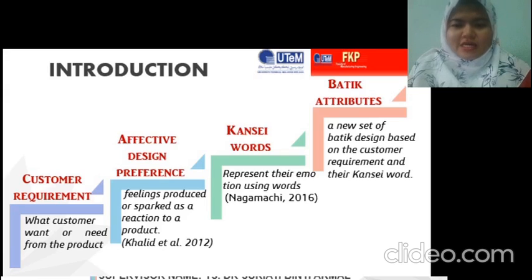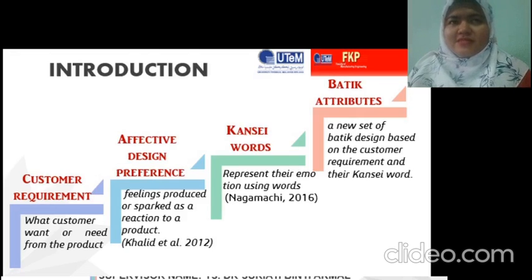According to Khalid et al. 2012, affective design preference is a feeling produced or sparked as the customer sees the product. And after giving this certain feeling or emotions, we can represent the emotions using words, which is known as kansei words.